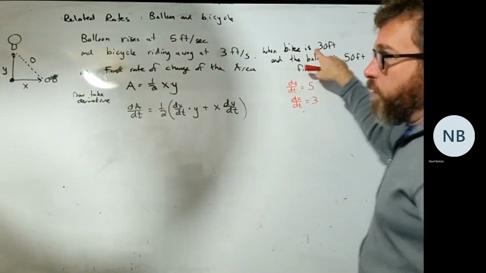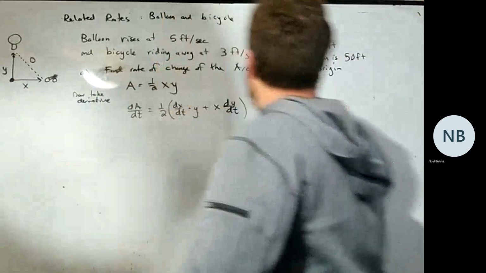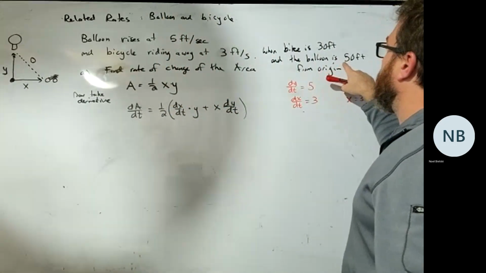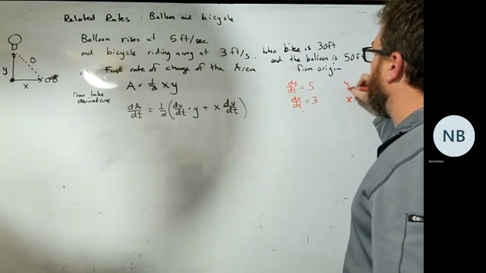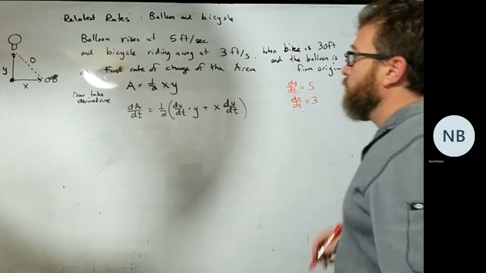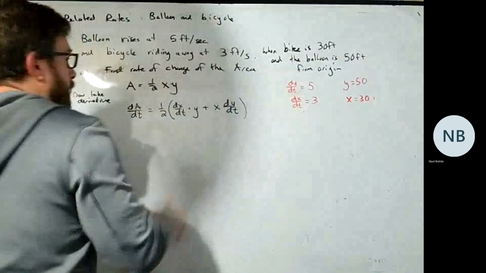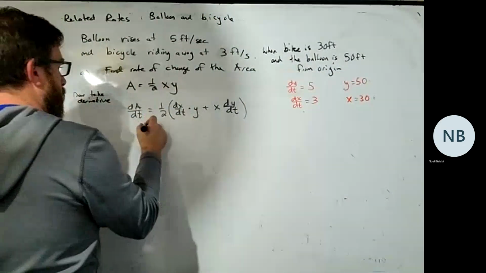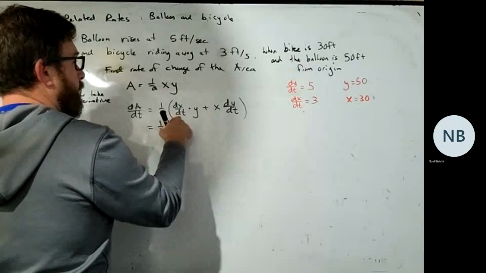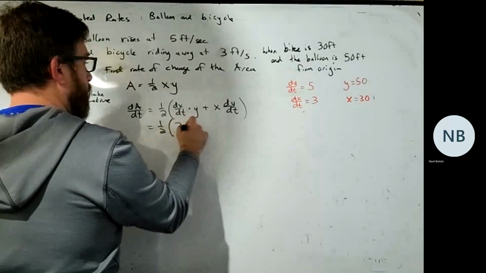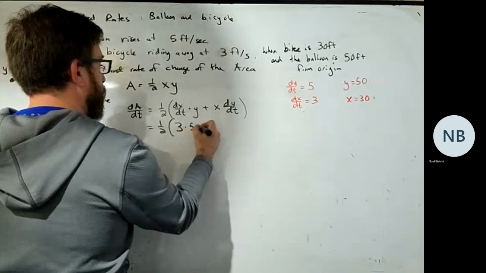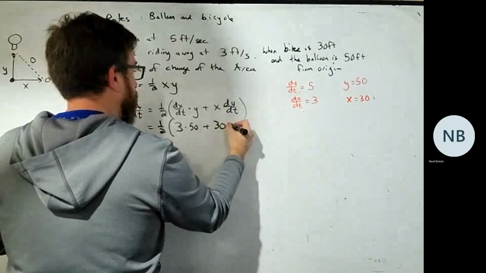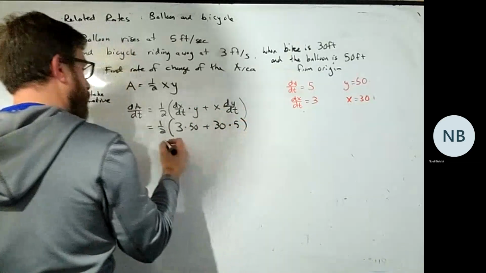The bike is 30 feet away, so that means x is going to be 30. And the balloon is 50 feet away from the origin, so y is going to be equal to 50. So from this information, I actually have all 4 of these pieces here, so I can find dA/dt straight away. So this is going to be 1/2 times dx/dt, which is 3, times y, which is 50, plus x, which is 30, times dy/dt, which is 5.